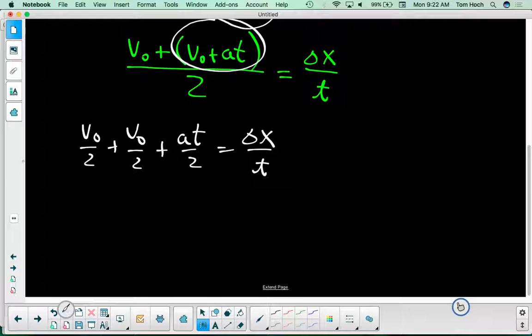Would it just be 2V0? Well, you see that these are the same. I'm going to put them together. 2V0 over 2 is just V0, isn't it? Plus AT over 2 equals delta X over T. Not there yet, are we? One more step.